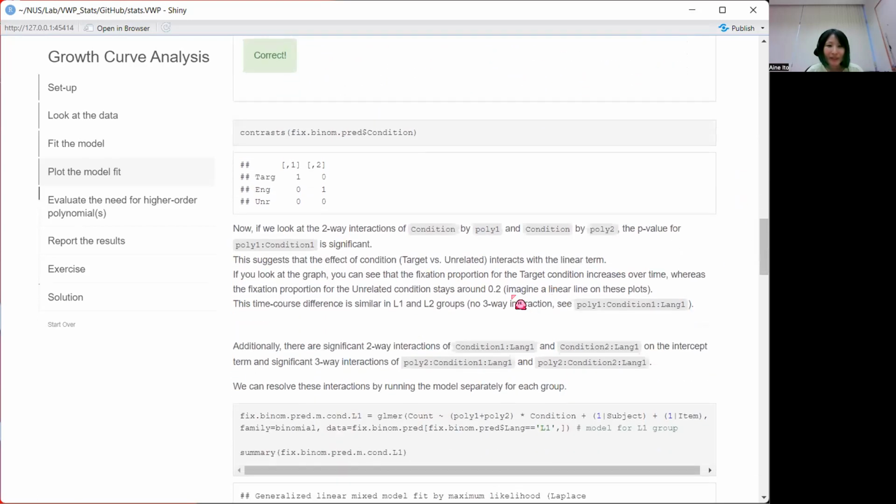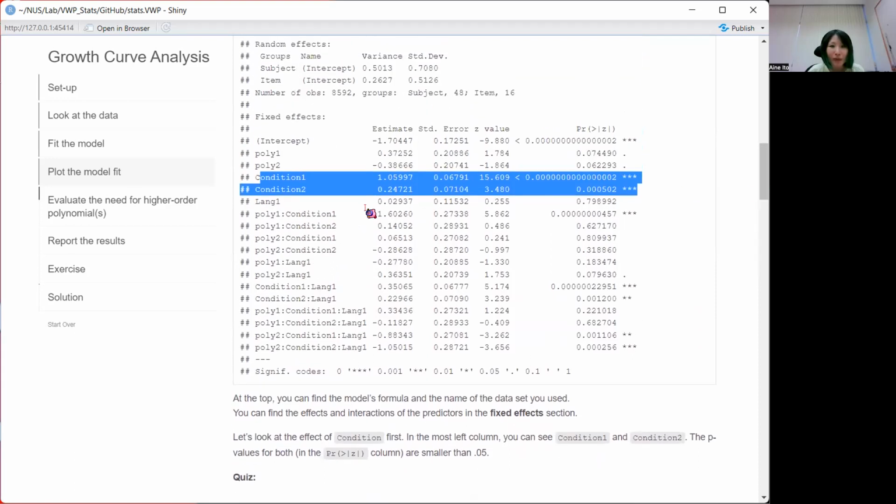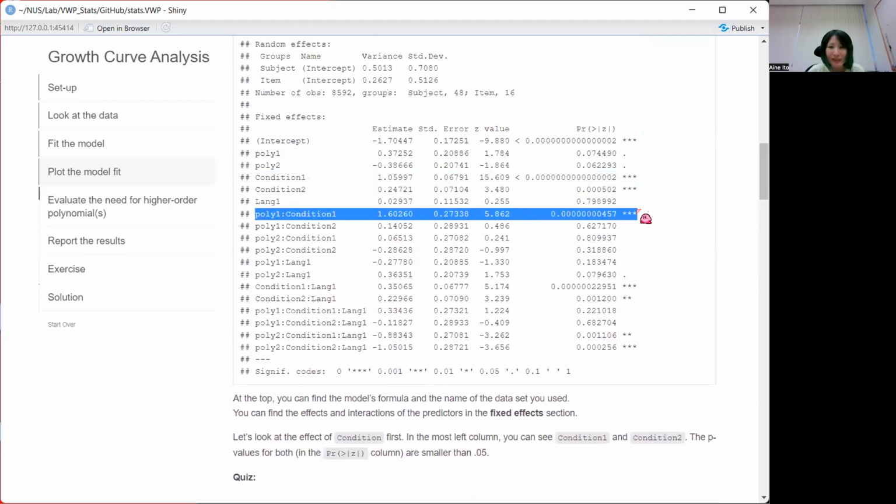Okay, so now we can look at the two-way interaction of the condition by poly 1 and the condition by poly 2. And we can see, if you go back to the result, that poly 1 interacted with condition 1, right? So condition 1 was testing the difference between a target and unrelated condition, and poly 1 was a linear term. So here we are looking at the interaction between the linear term and the target effect, target versus unrelated condition. So we can see that the target and unrelated condition differ in slope, right?